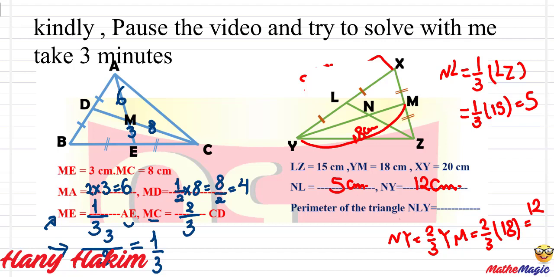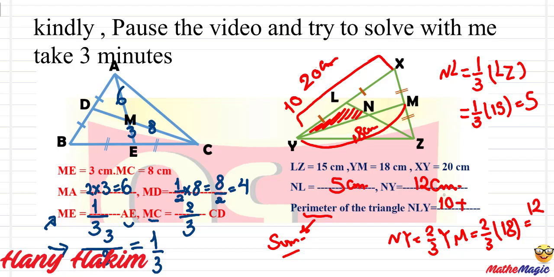Perimeter of the triangle NLY. The perimeter of any shape means the sum of the outer frame. NLY is our triangle. Here, don't forget XY equals 20 centimeters, so YL will be 10 centimeters. The first side is 10, plus NL equals 5 centimeters, plus NY equals 12. To get all of these numbers, this will be 27 centimeters.